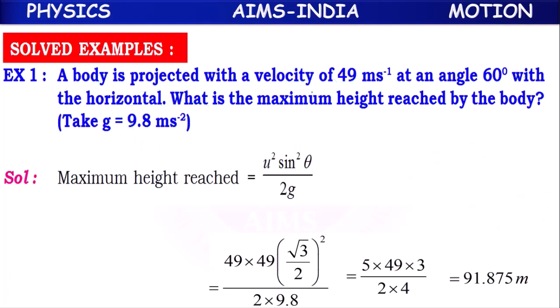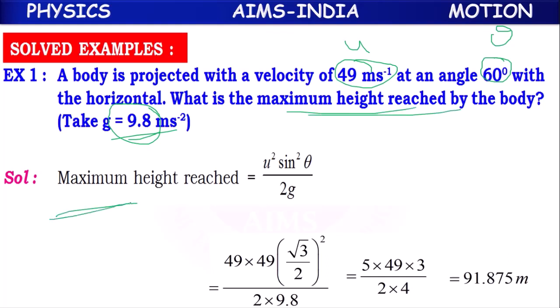The given values are initial velocity 49 meter per second, which is u, angle 60 degrees, which is theta, and g value 9.8. We have to find the maximum height reached by the body. So the maximum height formula: u square sin square theta by 2g. Already we have derived the formula, so directly we can make use of that formula.